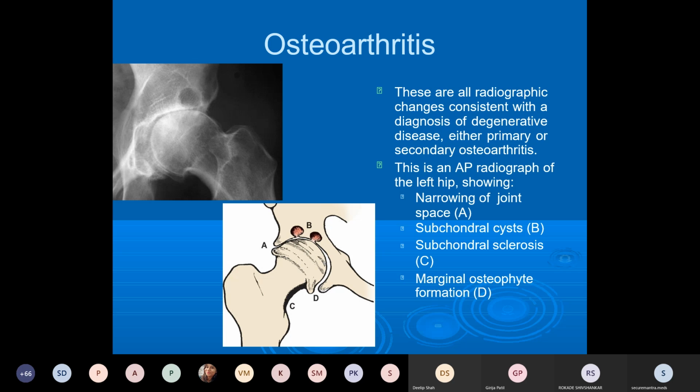Then you will get the subchondral sclerosis. So this is the radio-opaque area. It is called subchondral sclerosis, and there will be marginal osteophytes. So you can see here there is an extra bony growth, that is the marginal osteophytes. These are the 4 findings you will get in osteoarthritis: narrowing of the joint space, subchondral cystic areas, subchondral sclerosis, and marginal osteophyte formation.